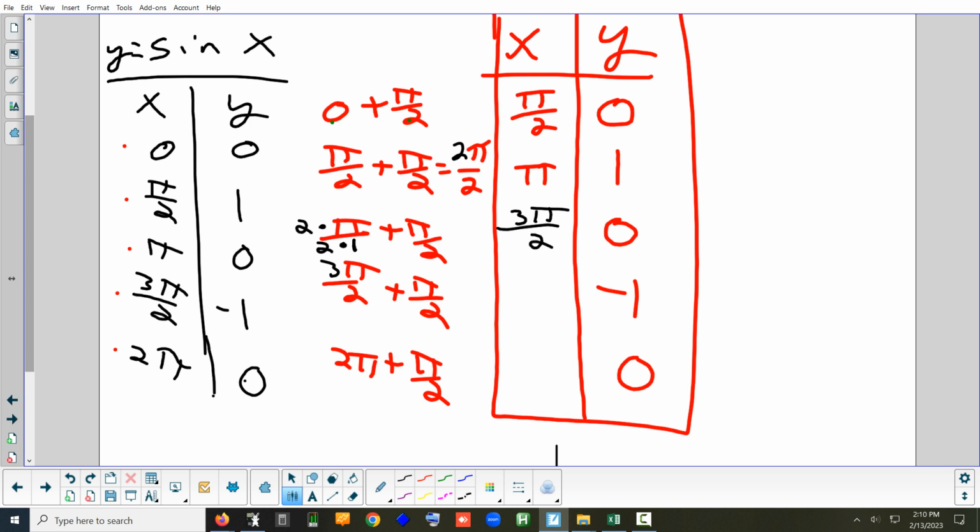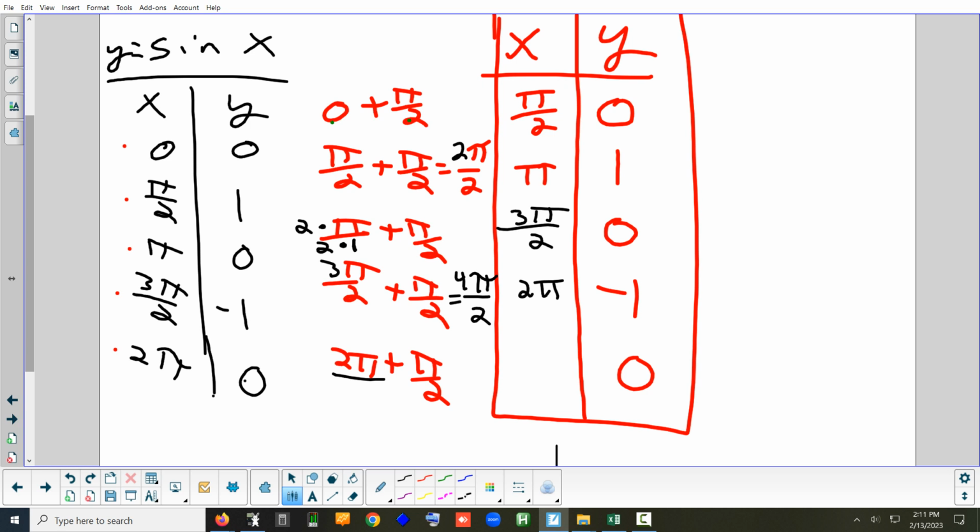Okay, let's do the next one. Do we have a common denominator? Yep. What's my common denominator? 2. And then just add what's in the top. 3 pi plus 1 pi is 4 pi. But this is one that actually reduces. That reduces to 2 pi. And the last one.